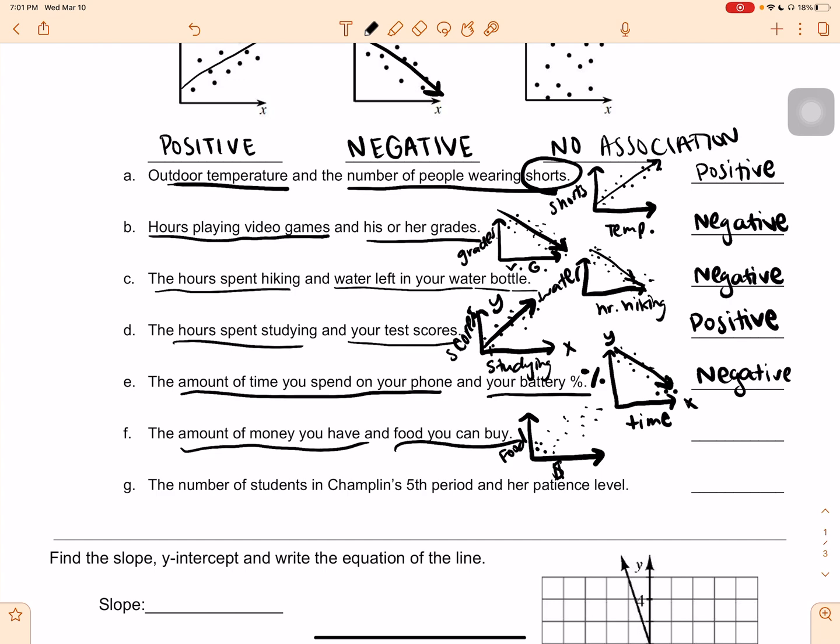Which is actually a really sad thing. So this is kind of about poverty. People who are not as healthy, who might not be able to afford healthier foods, this is a trend that would represent their life. Less money, less food. Okay? So this one would be a positive trend. The more money they have, the more food they can buy. Okay?